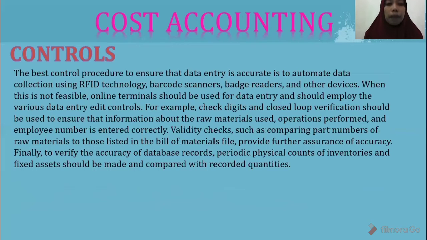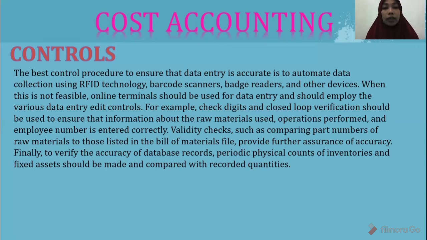The best control procedure to ensure that data entry is accurate is to automate data collection using RFID technology, barcode scanners, batch readers, and other devices. When this is not feasible, online terminals should be used for data entry and should employ the various data entry edit controls. For example, check digits and closed-loop verification should be used to ensure that information about the raw material used, operations performed, and employee number is entered correctly.